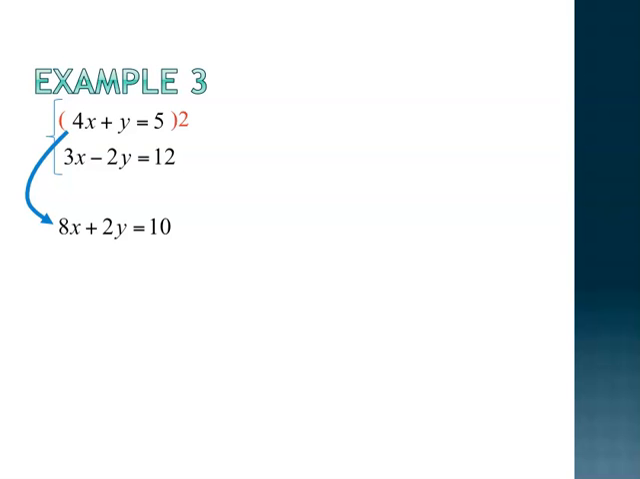And then I'm going to line that up with my second equation. And I'm going to add the two equations together. So the 2y and the minus 2y will now cancel. That leaves me with 11x on the left and 22 on the right. Now I can solve for x. Divide both sides by 11, and I get x equals 2.